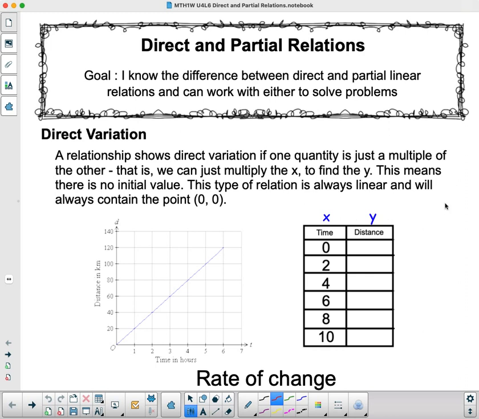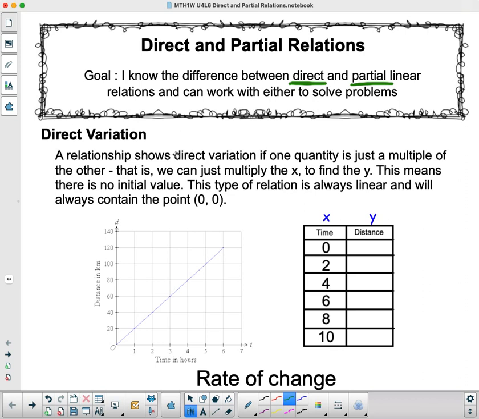So we're looking at direct and partial relations today. Our goal is: I know the difference between direct and partial linear relations and can work with either to solve problems. So we're looking at these two words, direct and partial linear relations, and sometimes we call them direct variation and partial variation. So we're going to take a look at how that looks in a graph and how that looks in a table of values.